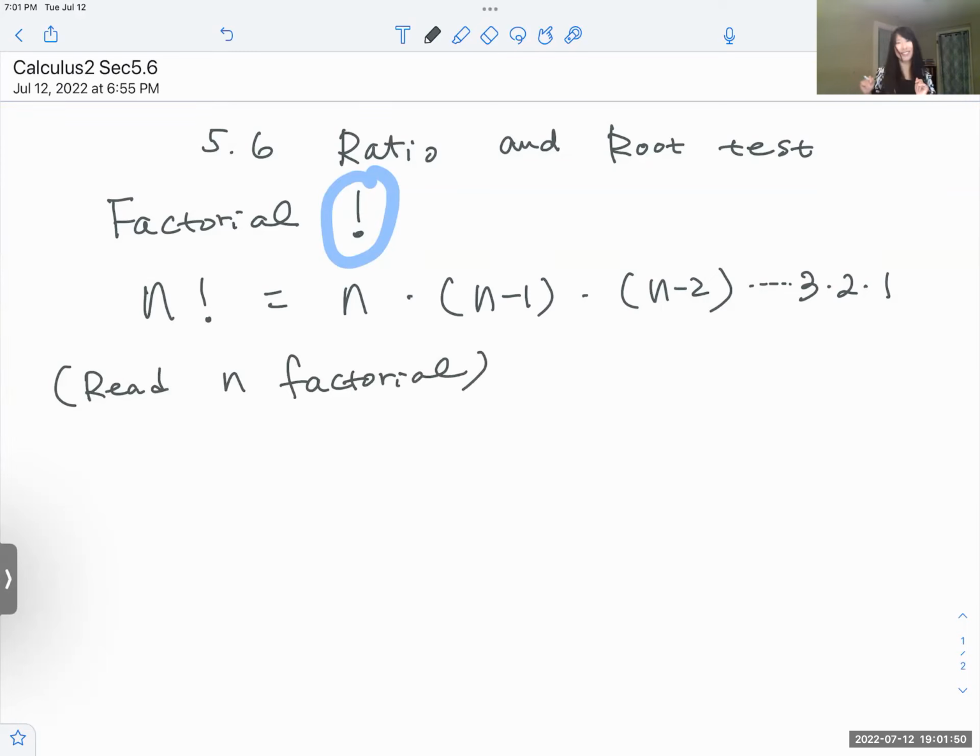Not the head. Did I scare you? So sorry. M factorial, we read like that.